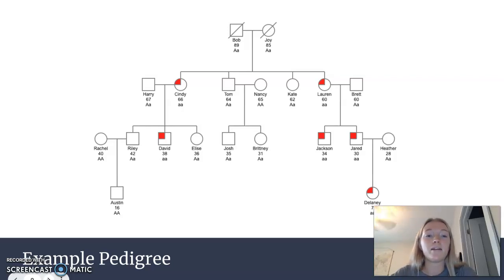And then obviously, they can pass that down to their children, and the only way that the child gets it is if both parents are carriers. So, for example, on the far left, Rachel and Riley, it is impossible for them to produce a child that is affected with CAH because Rachel is big A homozygous dominant, so they cannot produce an affected child.